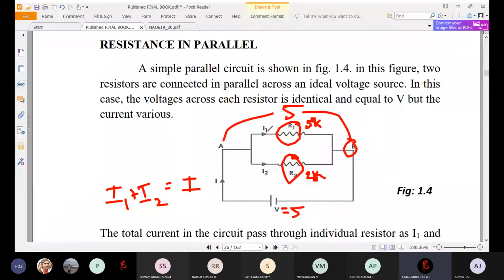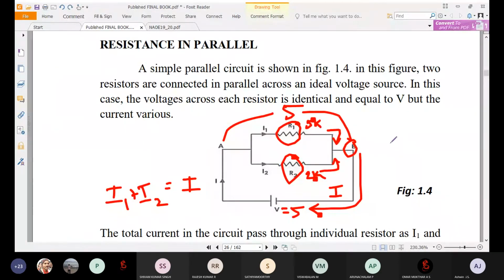The current flowing through R1, I1, will come in this path, and similarly I2 will come in this path. These will be added together. At the end of the circuit, you get the same current as I. In a circuit, whatever current is flowing will end up at the negative terminal. Here you can calculate, for example, I is equal to I1 plus I2.